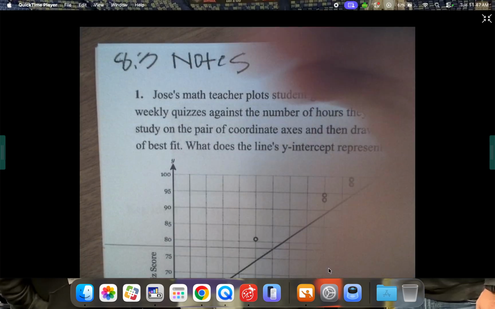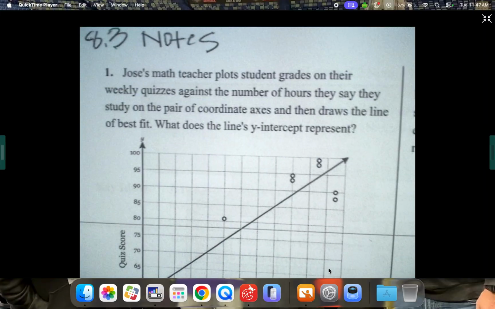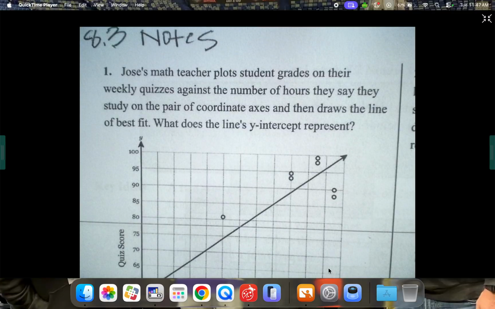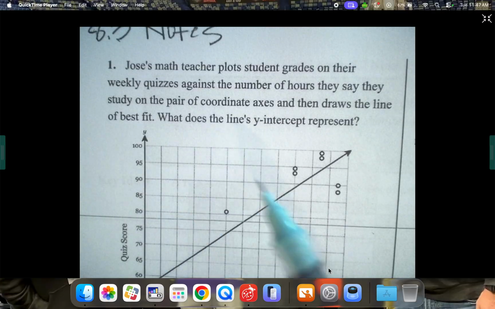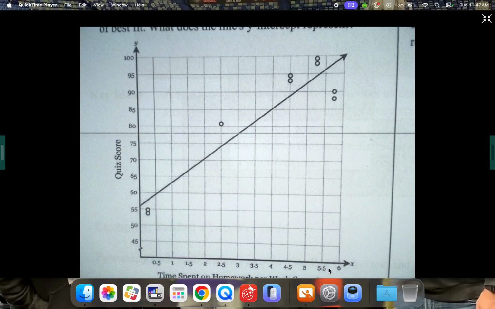Okay, here are your Pre-Algebra 8.3 notes. So Unit 8 is all about data, and 8.3 is back to interpreting some scatter plots.